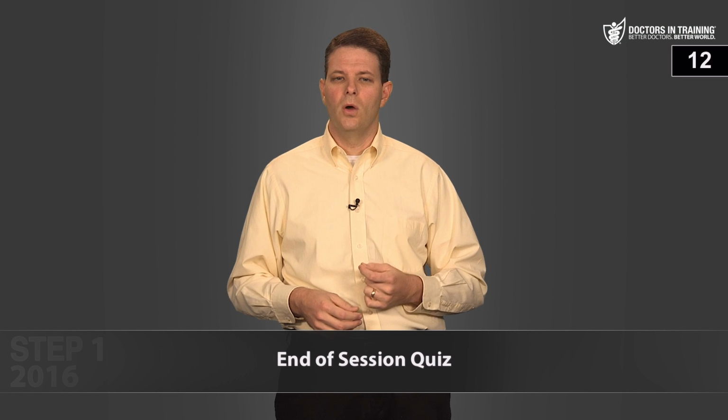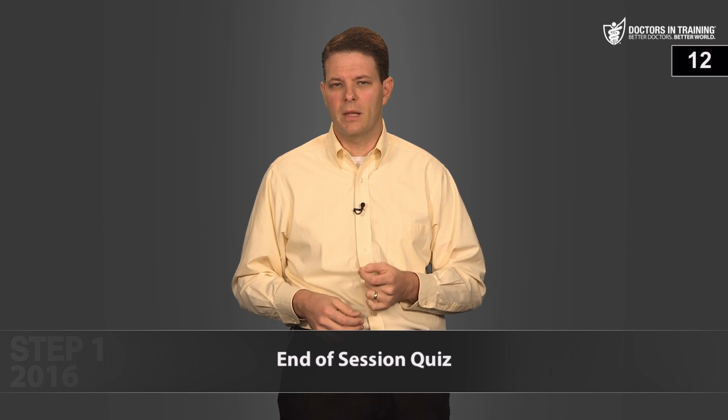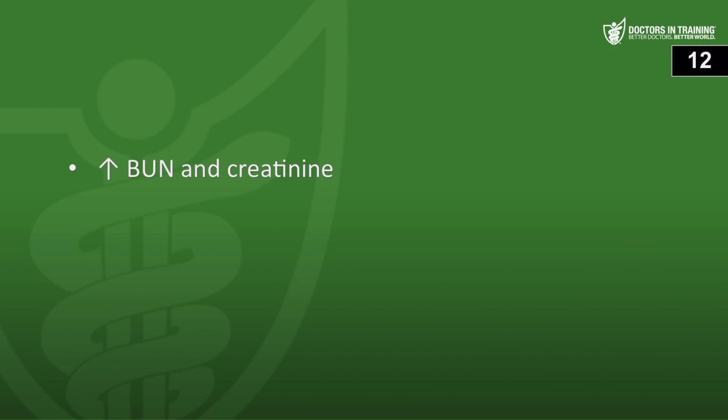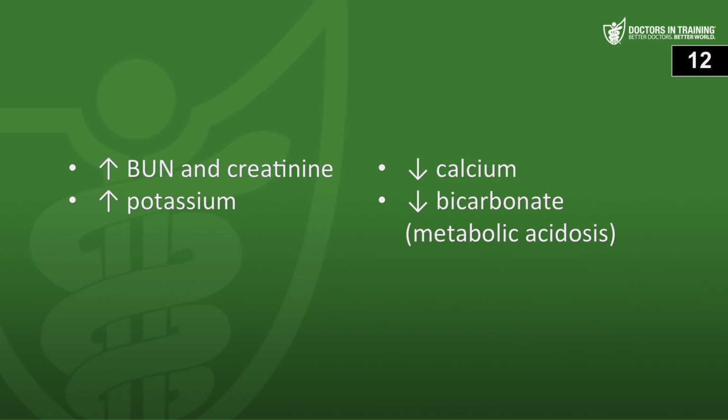And last question, what changes will be seen in a basic metabolic panel in a patient with renal failure? So the main changes to know about are elevated BUN and creatinine, potassium is often elevated, calcium may be low, and if there's metabolic acidosis, the bicarb may be low.